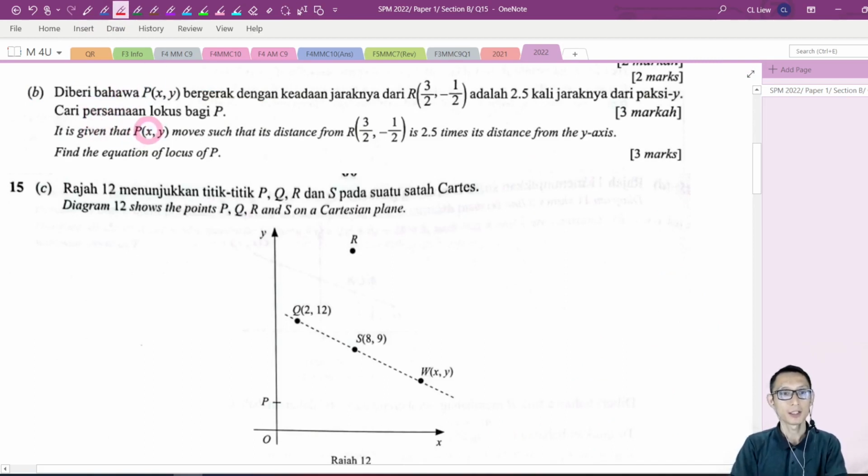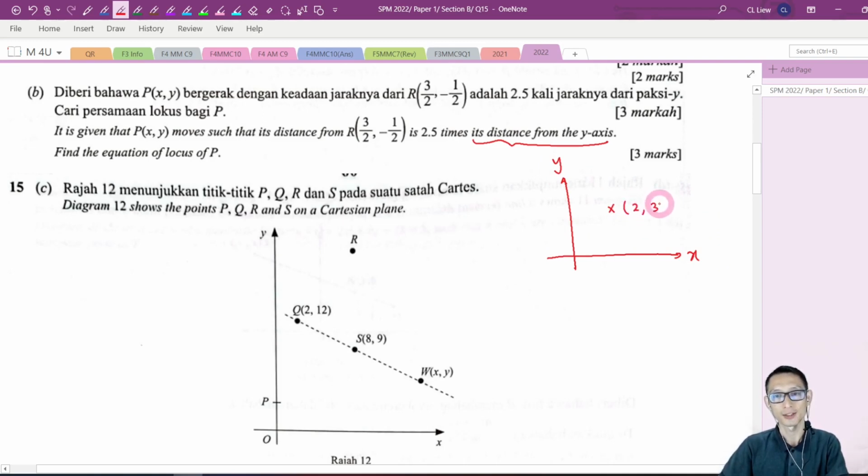It's given that P, this is a moving point x, y, moves such that its distance from R, this is the coordinate of R, is 2.5 times its distance from the y-axis. So how do we get its distance from the y-axis? Let me draw a diagram to help you visualize the situation. Let's say this is y and this is x, right? Vertical axis, horizontal axis. Let's say I have a point over here, let's say the point here is 2, 3. If I ask you what is the distance from the y-axis, it will be here, right? Which is the x coordinate, right?